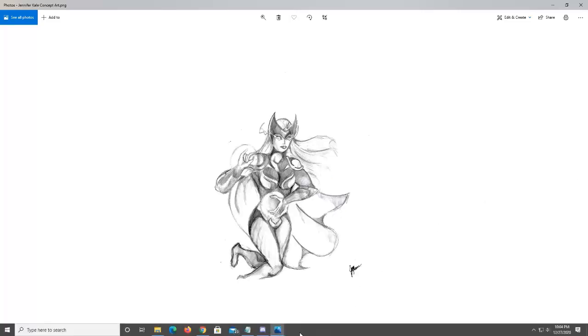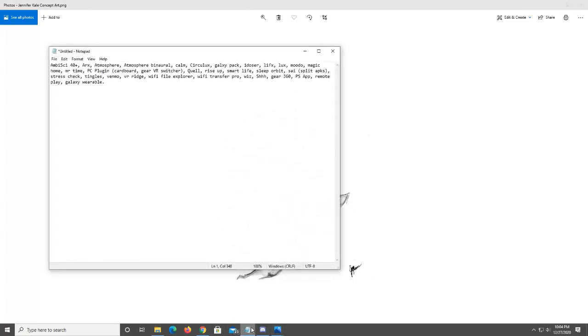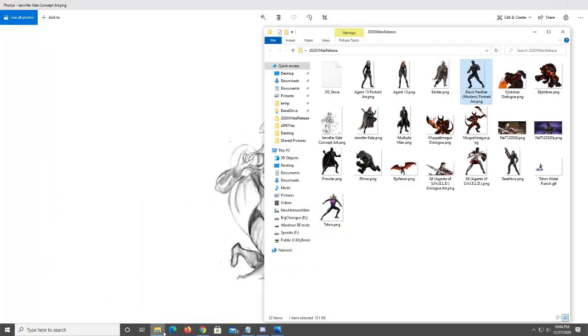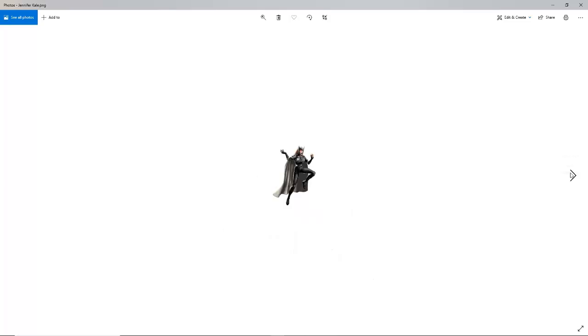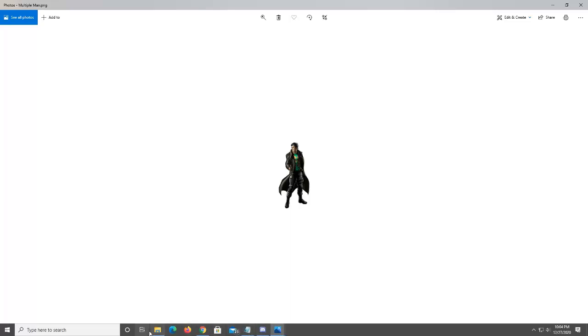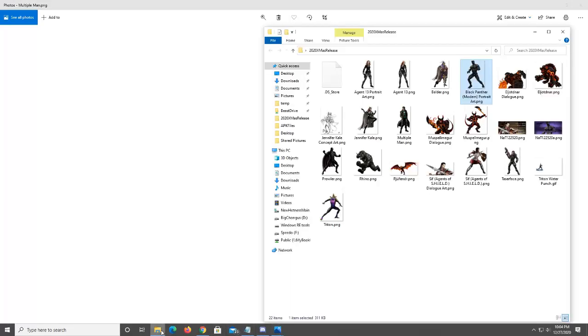This is Jennifer Kale, who is a sorceress, if I remember correctly. And I recognize that style, it looks like Jace's. That seems to be her in-game sprite. Probably a little bit of Scarlet Witch there as a modified base. That looks like it's Maximus the Mad as a base. And that is going to be Multiple Man.